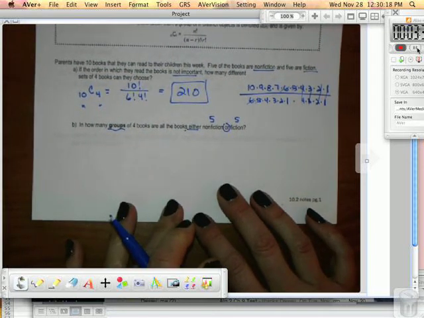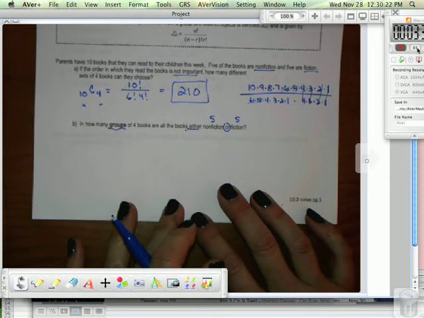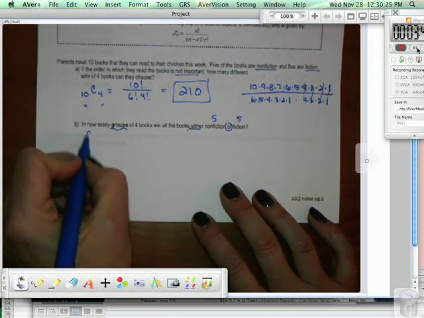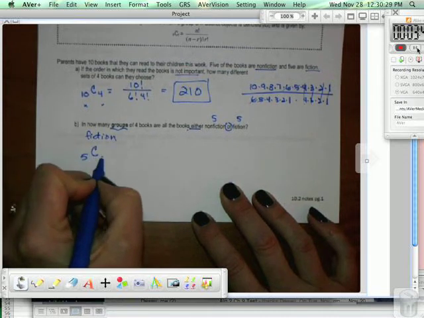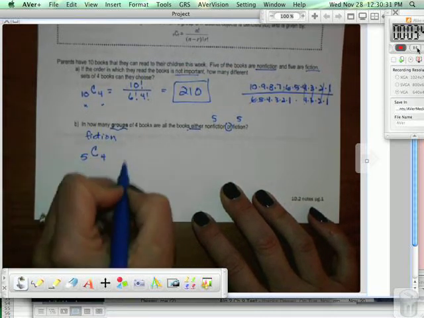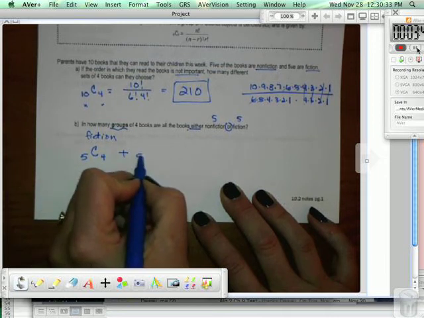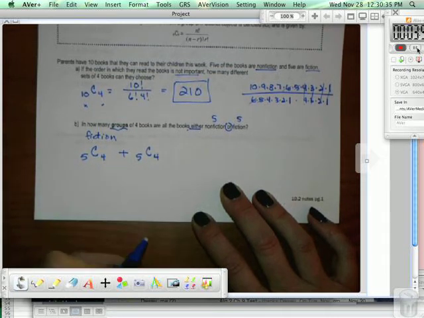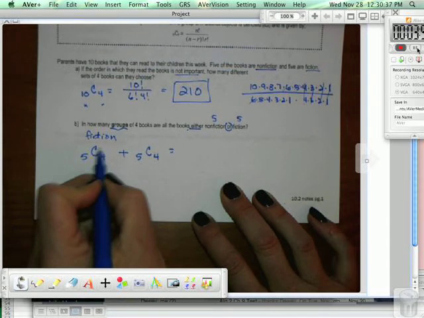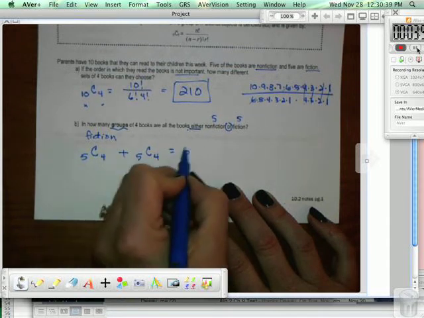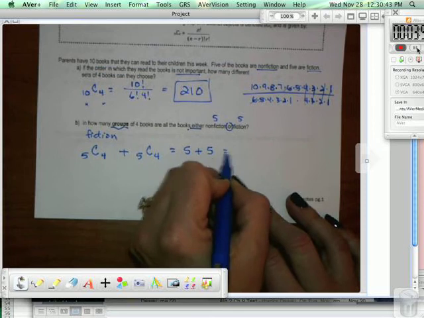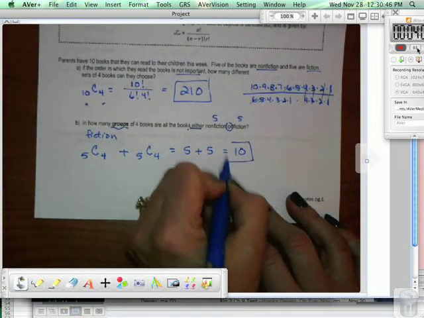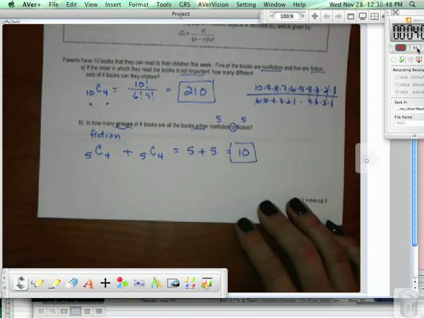How many groups of 4 books are all the books either nonfiction or fiction? Well, first of all, for the fiction, I have 5 to choose from, and I want to choose 4. Then I do the nonfiction, which I also have 5 to choose from, and I need to choose 4. 5 choose 4, if you go to the calculator, there's 5 ways to do that. 5 choose 4, there's 5 ways to do that. So there's actually 10 ways to choose these books, 4 fiction or 4 nonfiction.